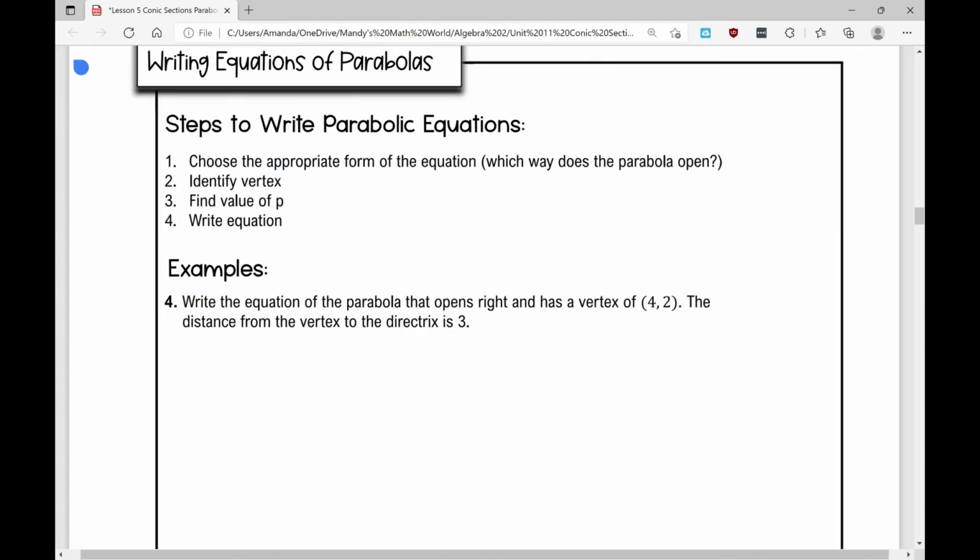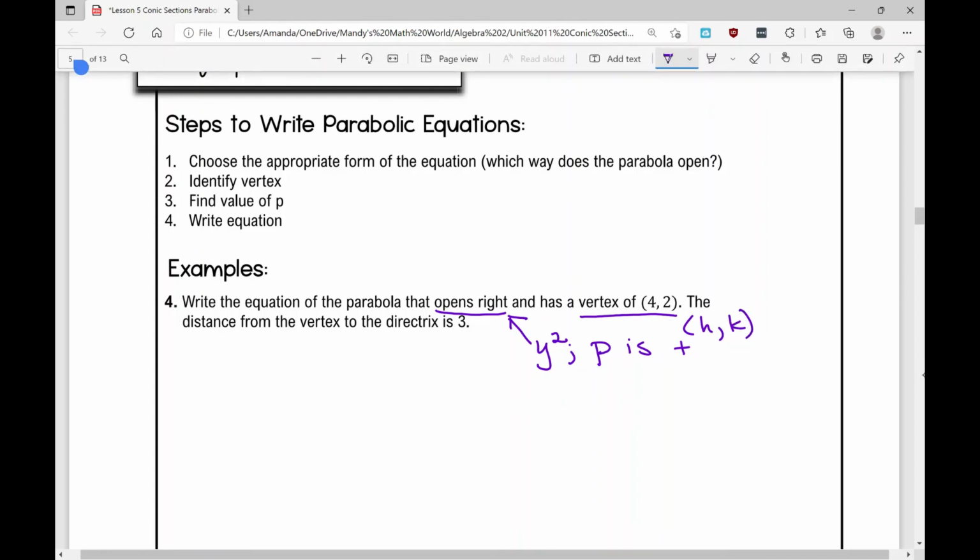So in example number 4, it says to write the equation of the parabola that opens right and has a vertex of (4, 2). If it opens right, that means y is squared and p is positive, right? If it were opening left, it'd be y squared, p would be negative. If it were opening up, it'd be x squared, p is positive. If it opens down, it'd be x squared and p is negative. But it opens right. So that's all the information I can gather from that. And then the vertex is at (4, 2). Well, that's h, k. The distance from the vertex to the directrix is 3. Well, I know that to be the value of p.